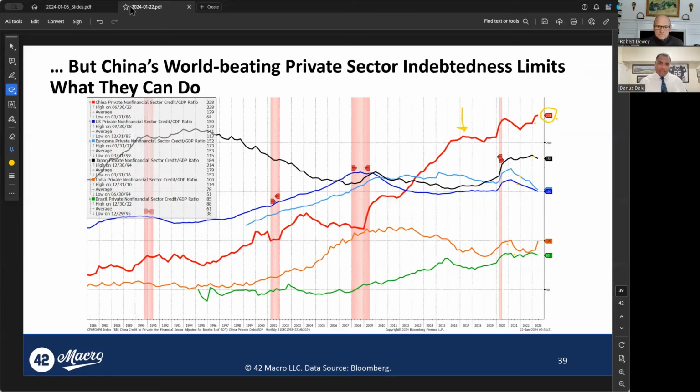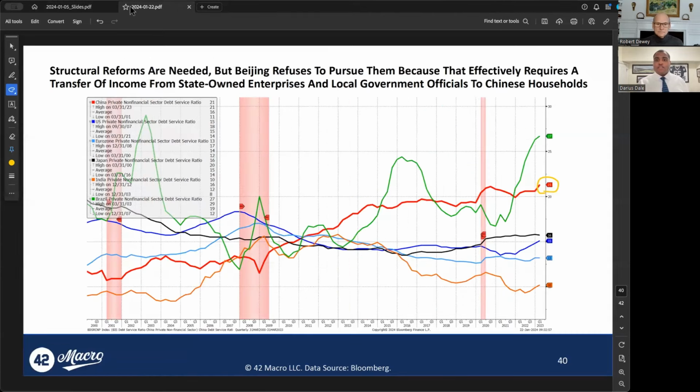You know, we keep saying that you can do as much countercyclical stimulus as you want in China, and yes, you will have a fleeting rebound in growth and a fleeting rebound in inflation, i.e. reflation is what that would be in economic terms, but it's going to be fleeting until you implement structural reforms. But the problem is China doesn't want to implement structural reforms, because all that means is you're rearranging the deck chairs in the economy.